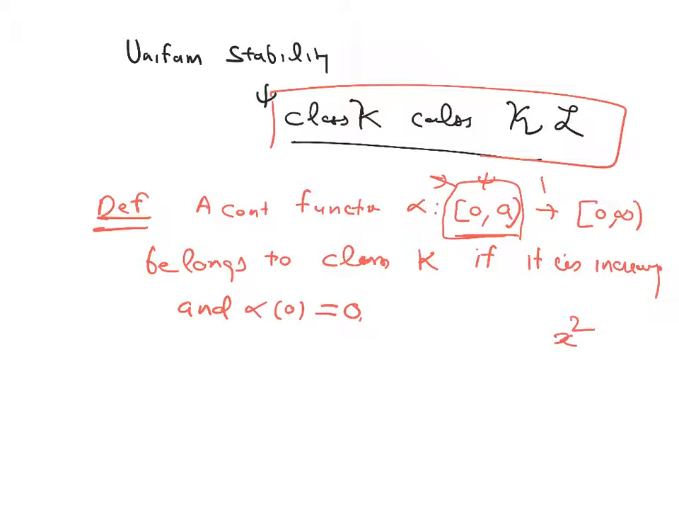So after you plug in the value, right? So 0 to a is the range of x, and 0 to infinity you said is the range of alpha of x squared, yes. Okay. Gotcha, okay.